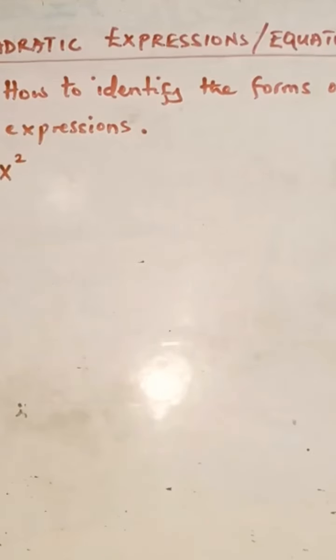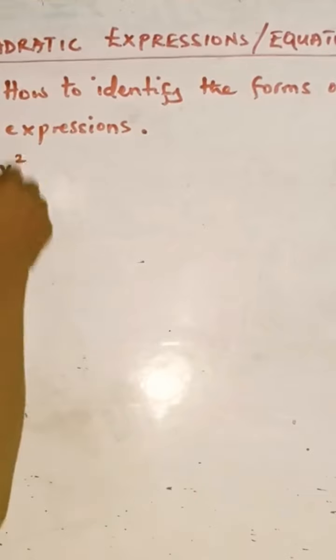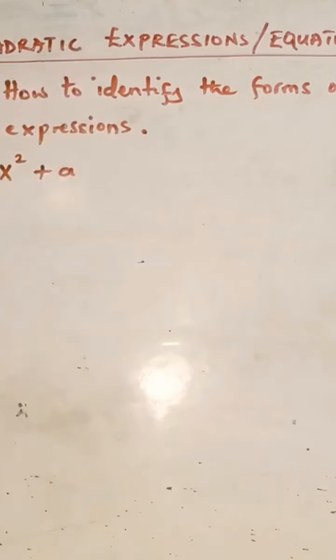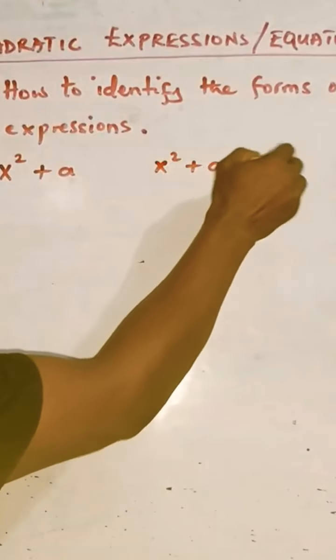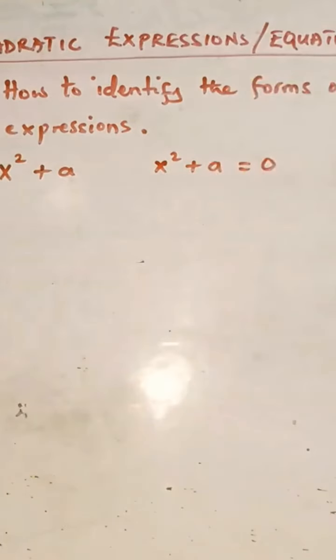2, then that expression is a quadratic expression. It's a quadratic expression. For example, x squared plus a is a quadratic expression. If I have x squared plus a equals 0, that is a quadratic equation. So we can now write our quadratic equation in many forms.